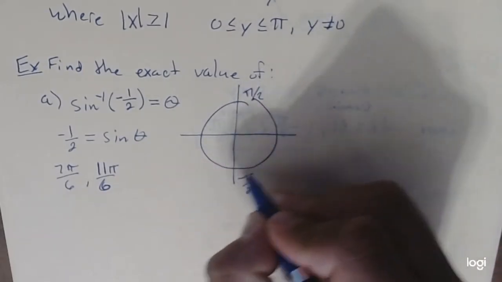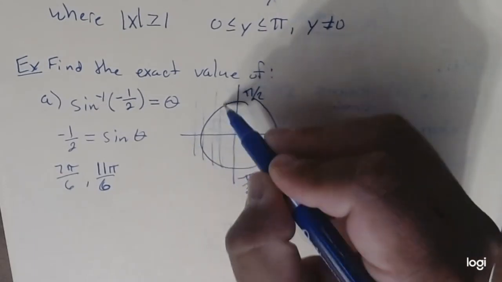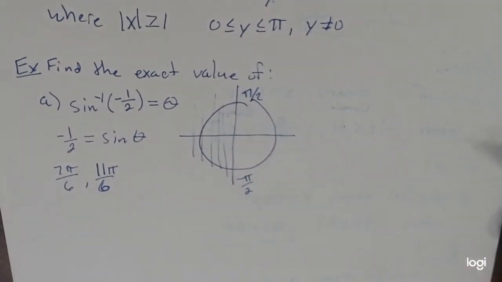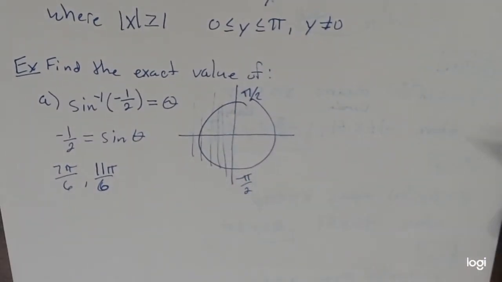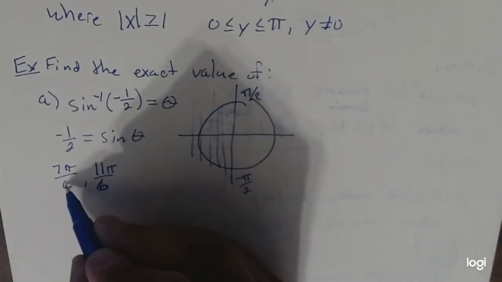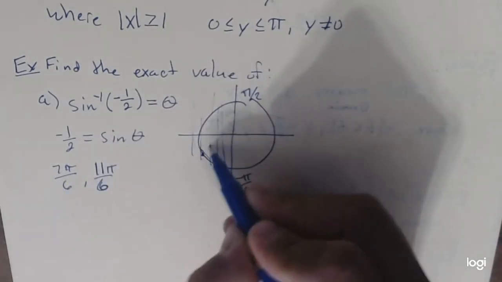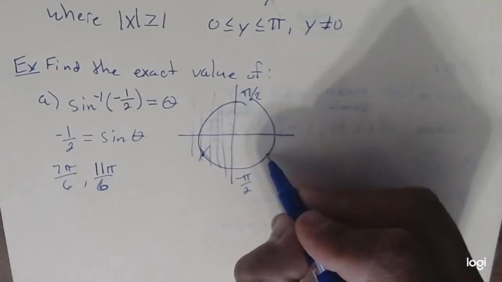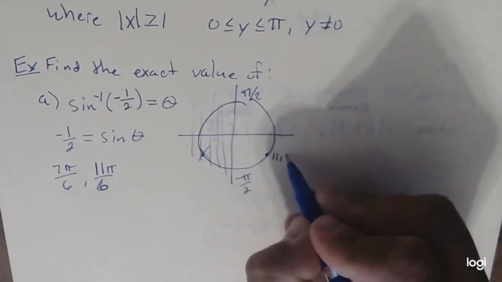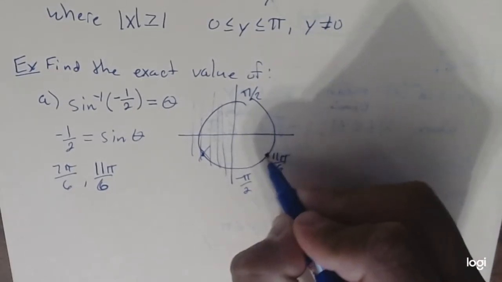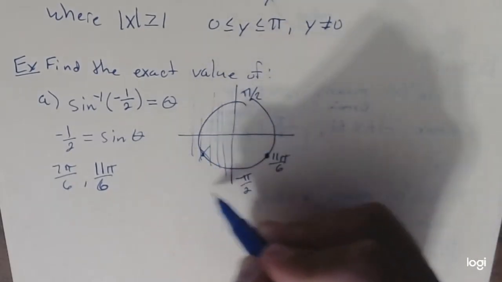So from here to here, none of these numbers actually exist in sine inverse. This one doesn't exist because it's over here, so we can't use that. But this one goes down here, right? This is 11 pi over 6. But it's not 11 pi over 6, because we're not going over the entire unit circle.